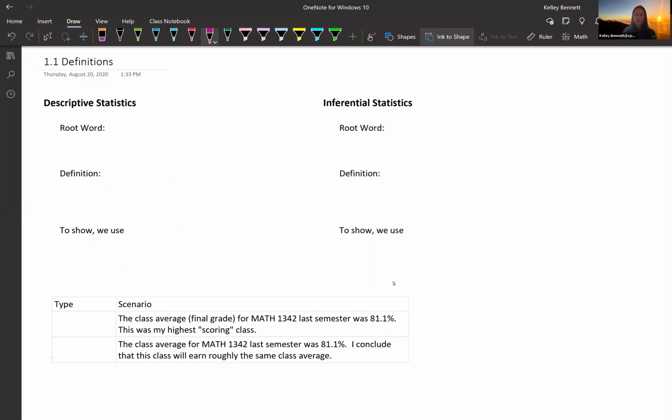So we're going to go over definitions for our statistics course. And we're going to start with the two halves that this course will cover. The first part of this course is going to be about descriptive statistics, and the last half of the course will be about inferential statistics.